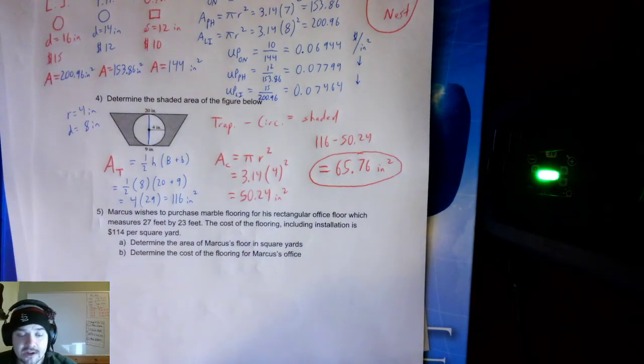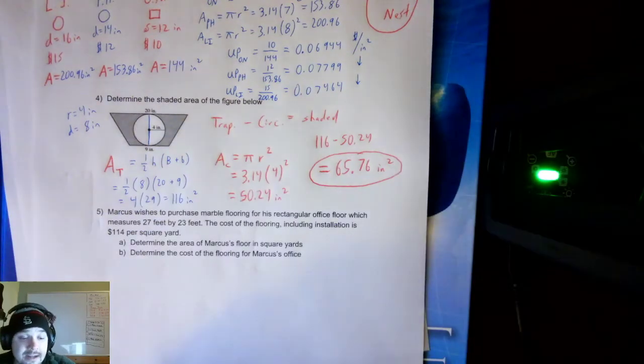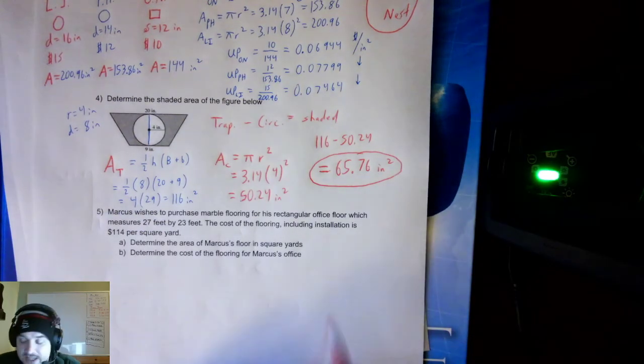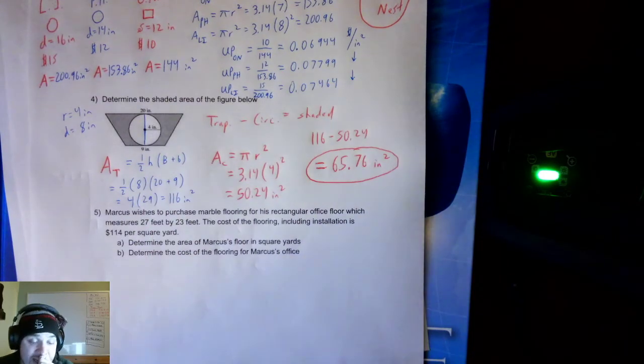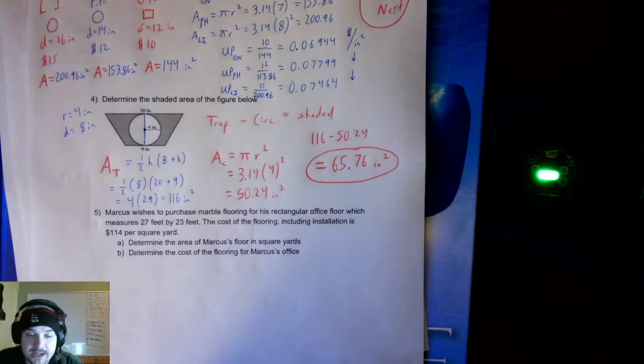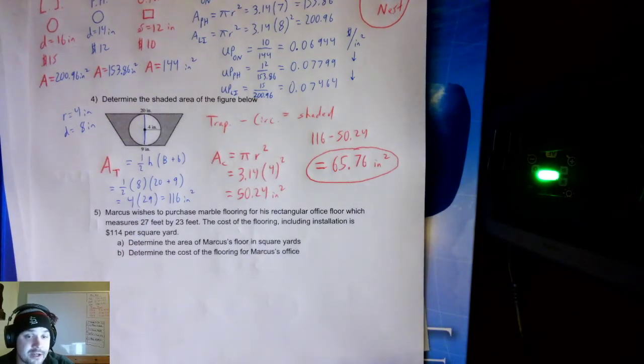65.76 inches squared. Notice I had to do a little bit of outside the box thinking to get the shaded area, right? I had to figure out, how do the circle and the trapezoid relate? How do they give me the actual answer? So we can also find shaded areas. We can play with different shapes in the same problem.